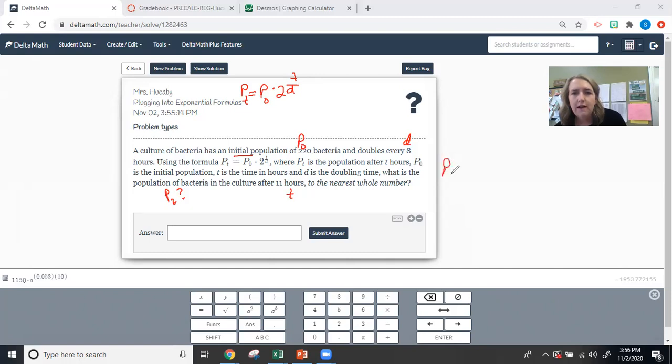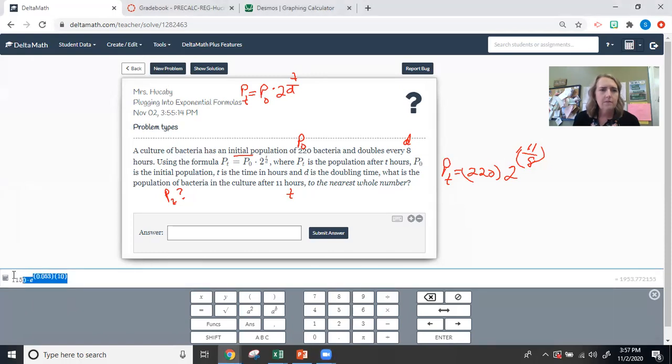So we're trying to find P sub T, and that's going to be P sub 0, which is 220. I'm going to multiply that by 2, and then this is all in the exponent. My T, remember, is 11 over, and then my D is 8. You want to put that in parentheses, whatever, but that's your exponent. And do I have everything? I think so. So let's go ahead and plug that into our calculator.